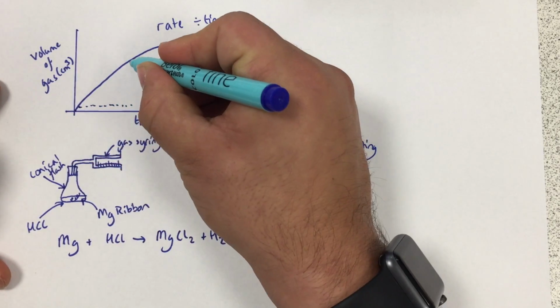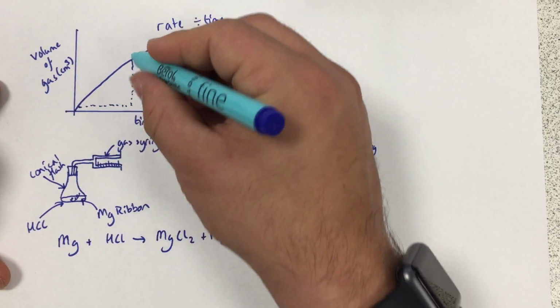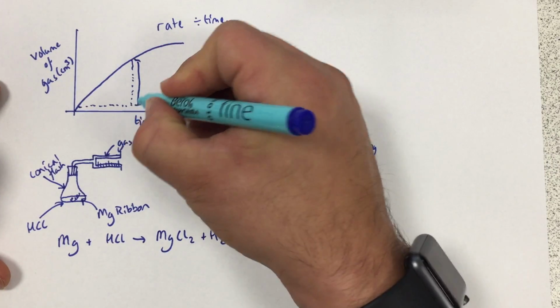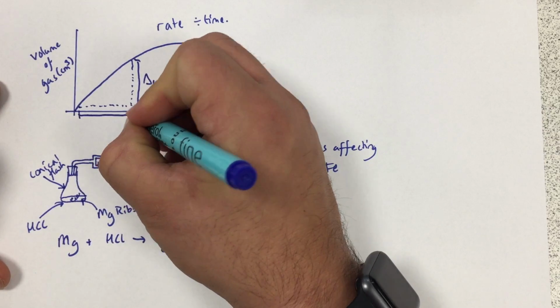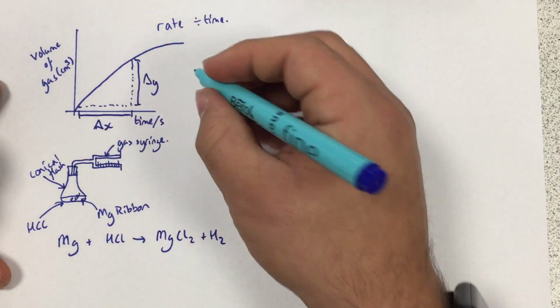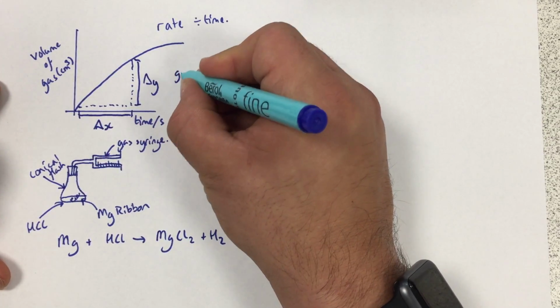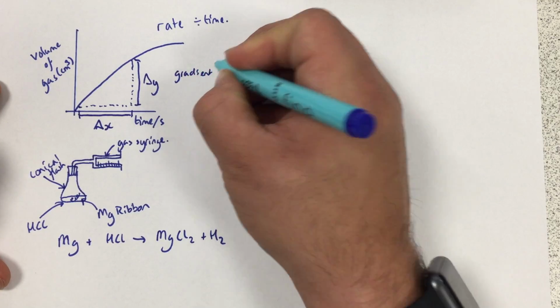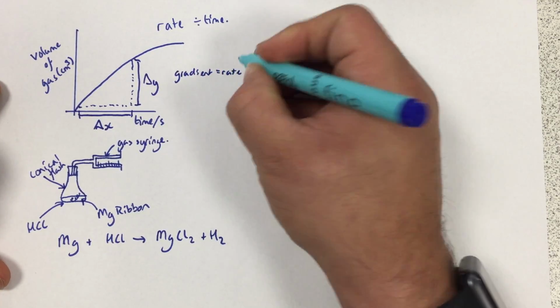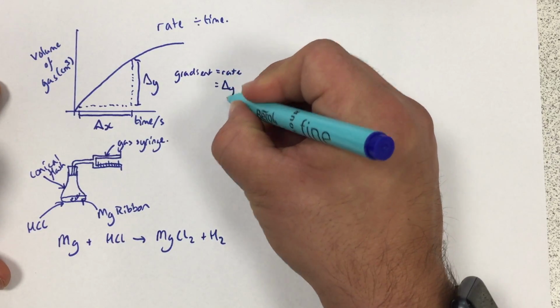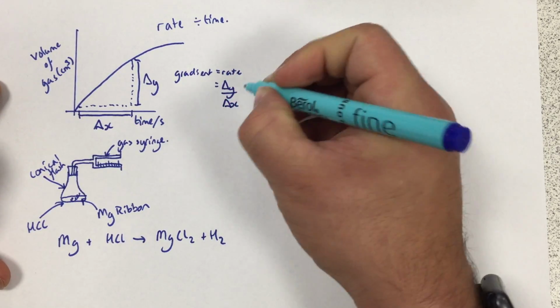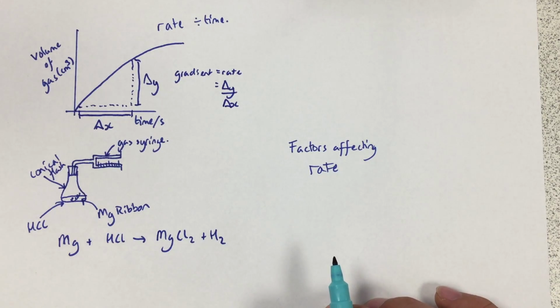The gradient of this line, which is how tall it is, so this is the change in y divided by the change in x, how wide it is, will give me my gradient. So my gradient is equal to the rate of the reaction and is equal to change in y over the change in x. How tall it is divided by how wide it is.